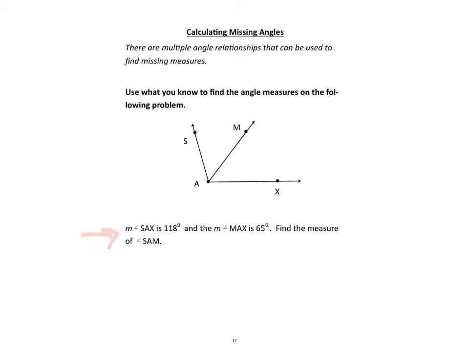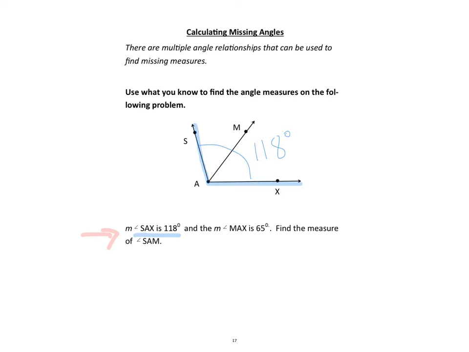We are told that the measure of angle SAX is 118 degrees. If we take a look at that angle, here it is in color, it's the whole big angle. So we know that the whole angle is 118 degrees.